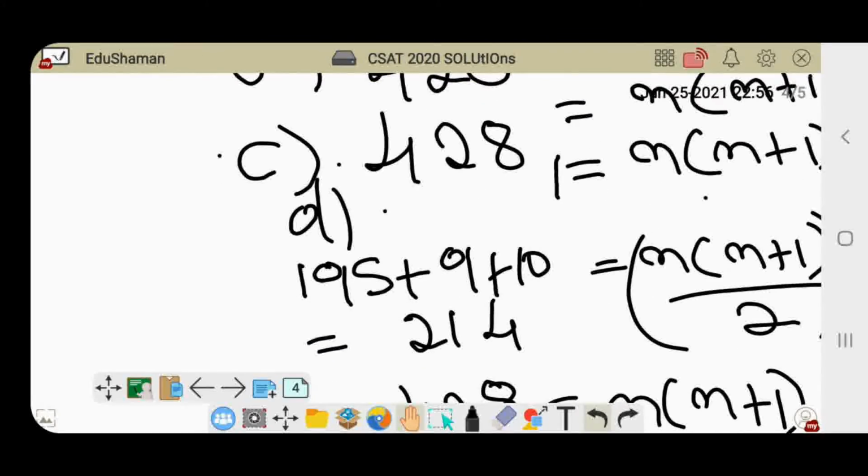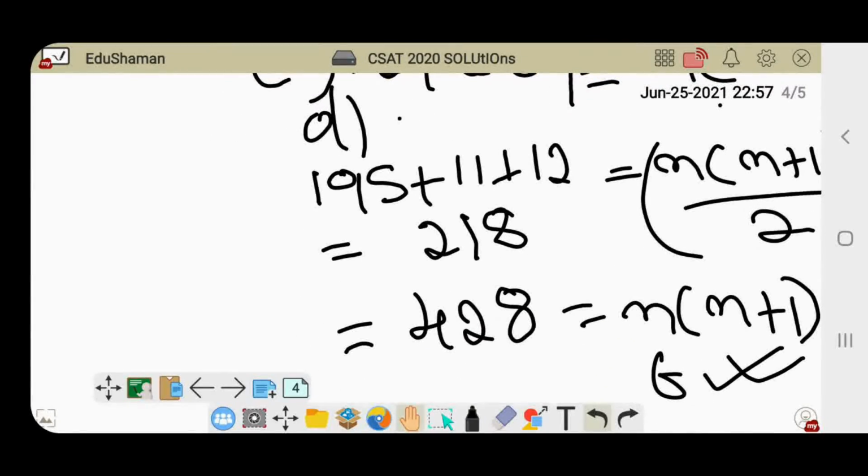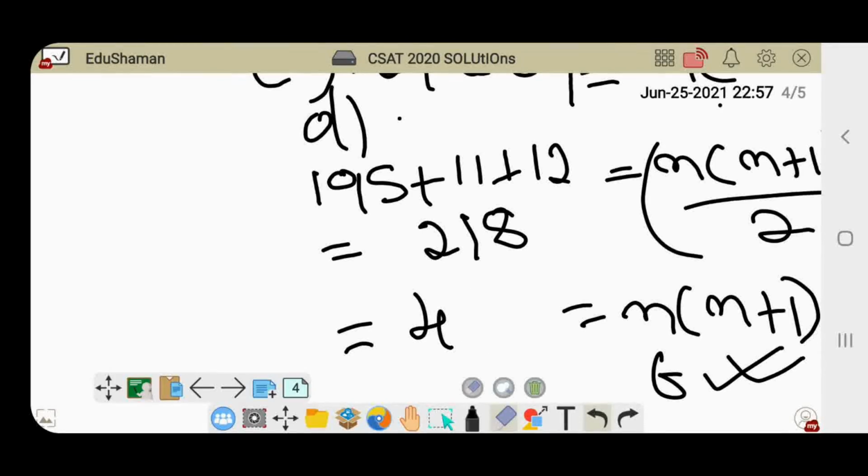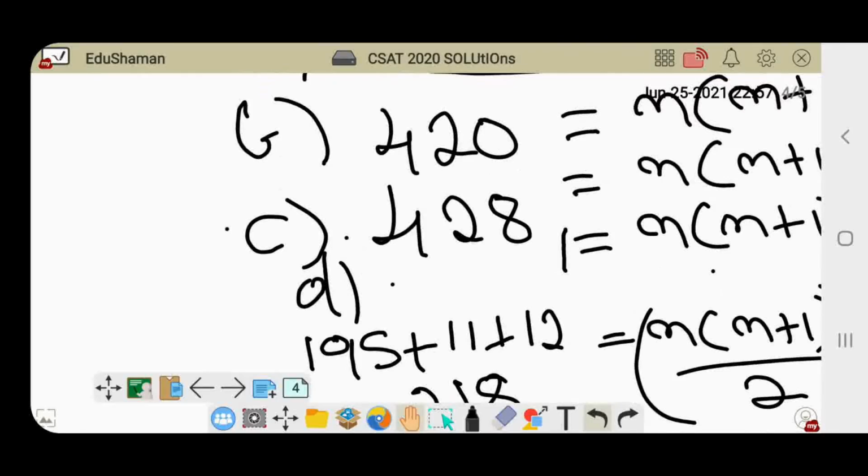For D we have to find out. So for option D, it is 195 plus 11, 12, so plus 11 plus 12 will give us 195 plus 23, 218, right? And if we come down a bit, we would have 436. So I'll just enter it.